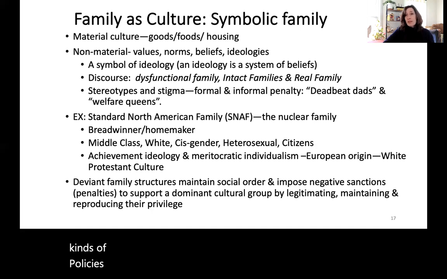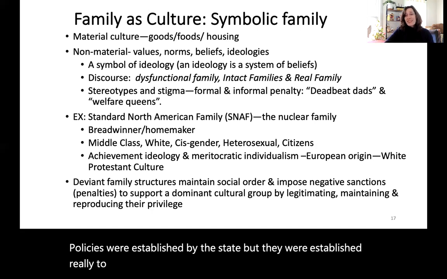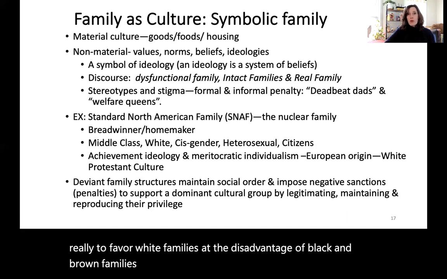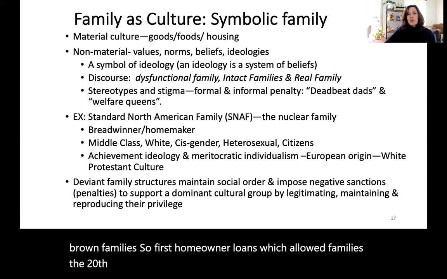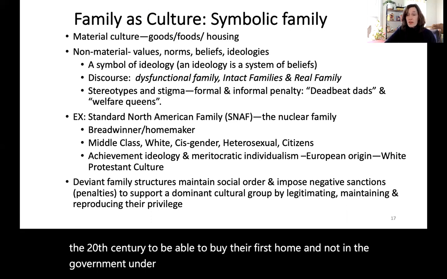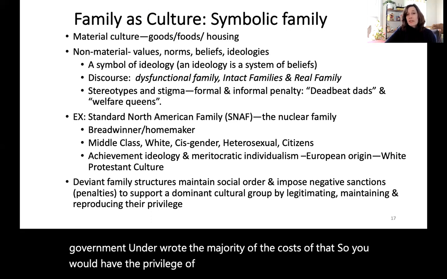policies were established by the state, but they were established really to favor white families at the disadvantage of Black and brown families. So first homeowner loans, which allowed families in the 20th century to be able to buy their first home, and the government underwrote the majority of the cost of that. So you would have the privilege of paying off over a period of time.